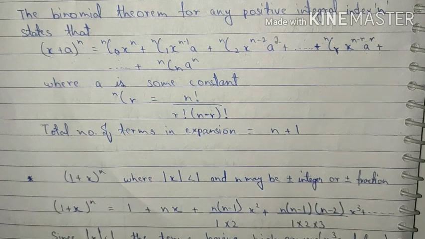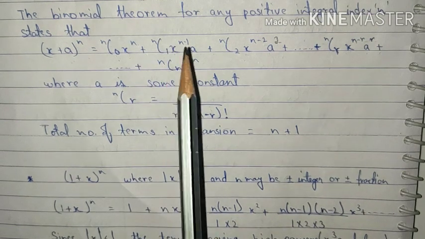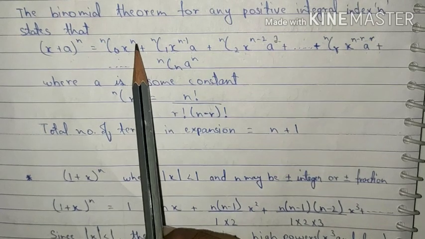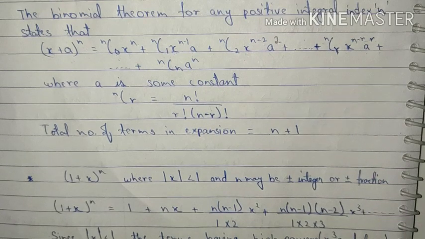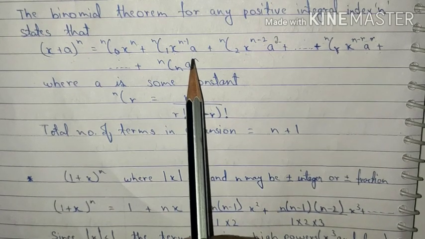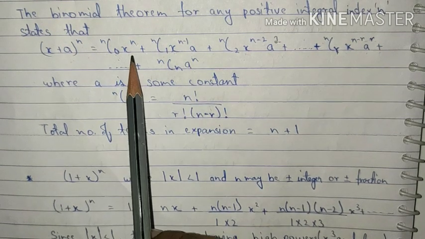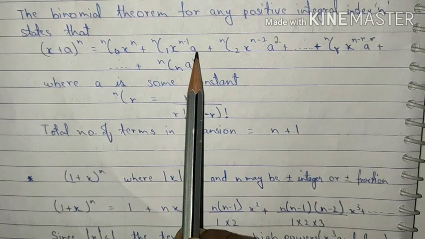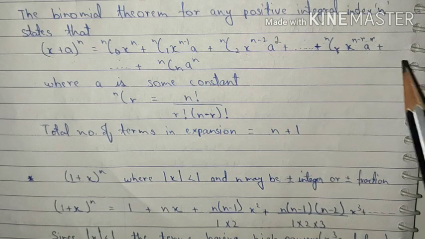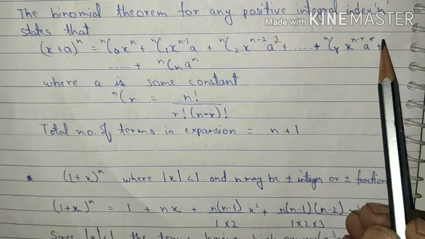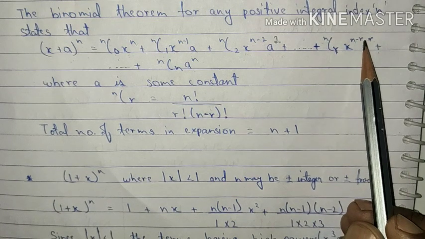As we have already observed, the power of x is decreasing continuously by 1. We had x raised to the power n, n minus 1, n minus 2, and so on. Similarly, the power of a is continuously increasing. Here we had the power of a as 0, 1, then 2, and so on. And ultimately when we are getting the power of a as r, what are we observing? The power of x is n minus r.